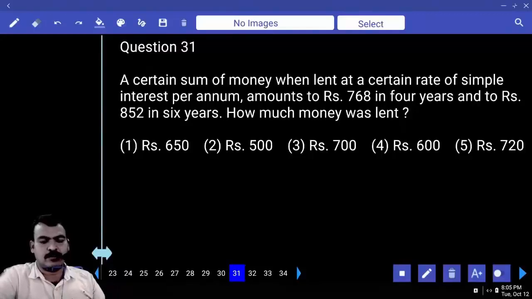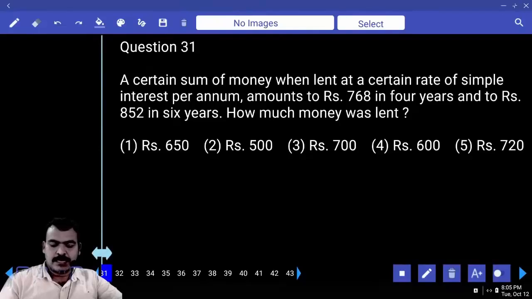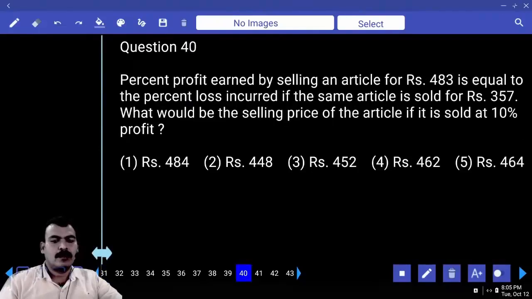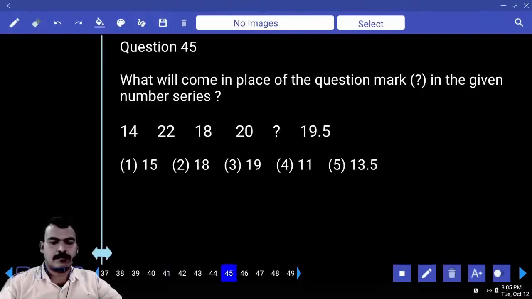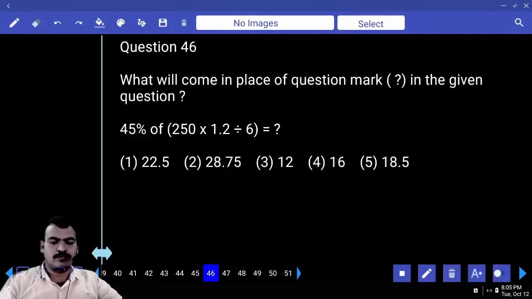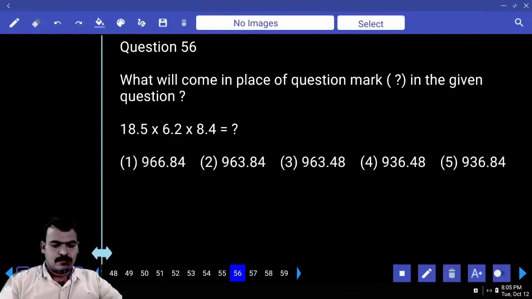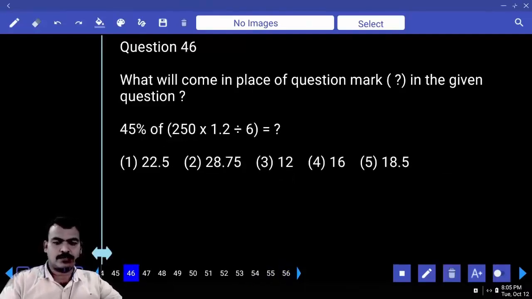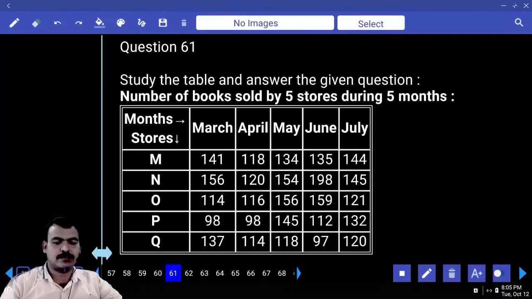Question number 31 to 65. First, 31 to 40 are arithmetic questions. 41 to 45 are number series. Next, 46 to 55 are simplifications. 46 to 60 simplifications. Next, 61 to 65 are tables.